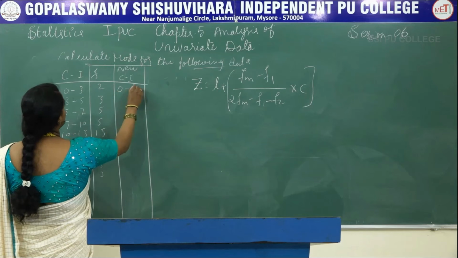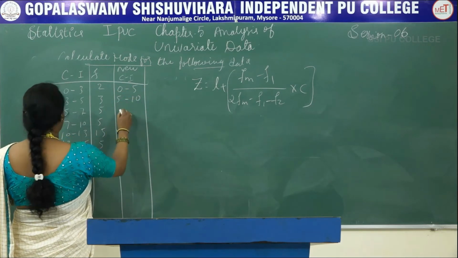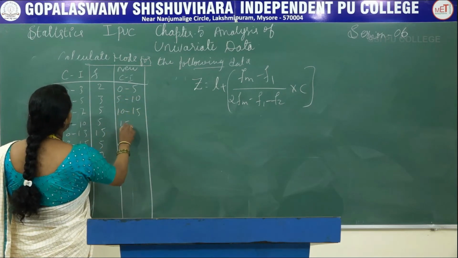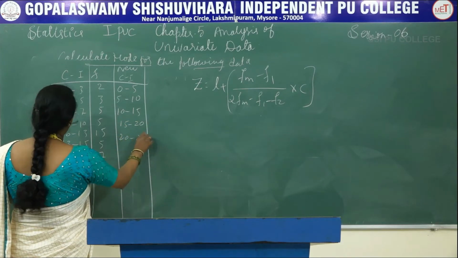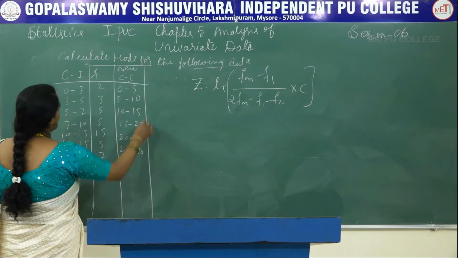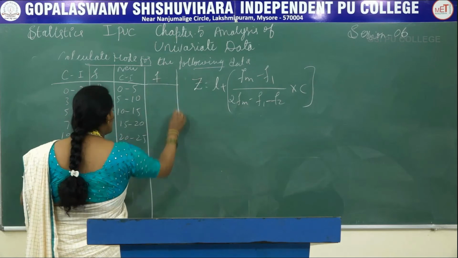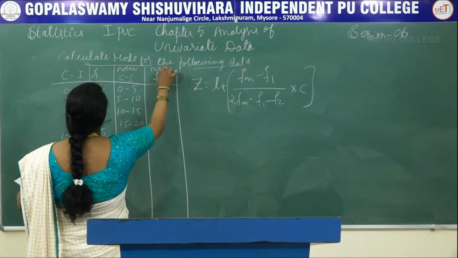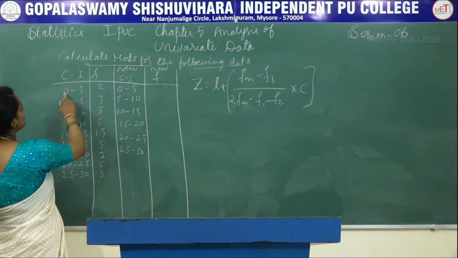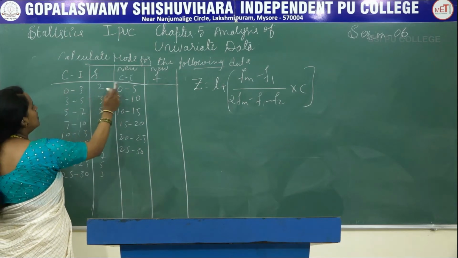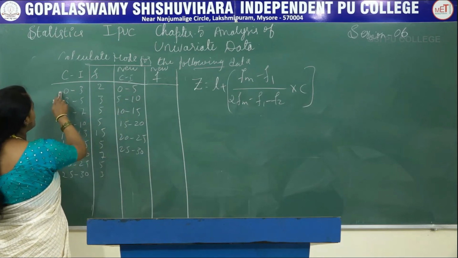So it will be 0 to 5, 5 to 10, 10 to 15, 15 to 20, 20 to 25, 25 to 30. And we will see the new frequency also. This is our new frequency. So for 0 to 3 it is 2. So the 0 to 5 means we have to have 0 to 5.